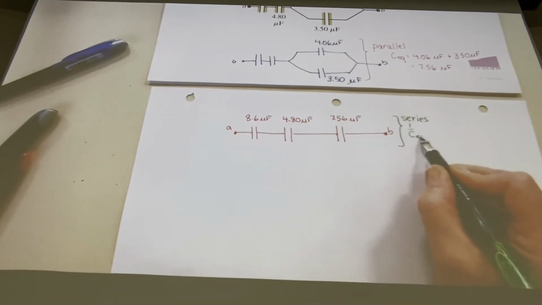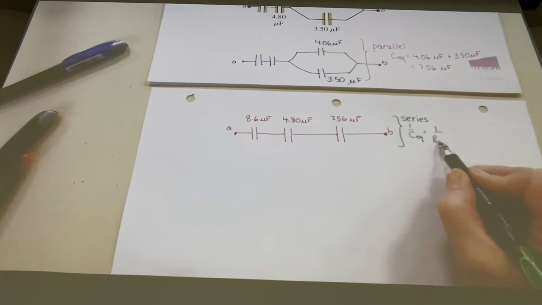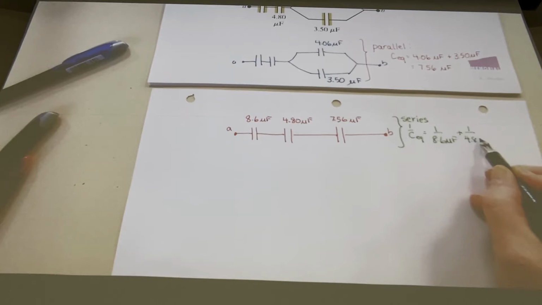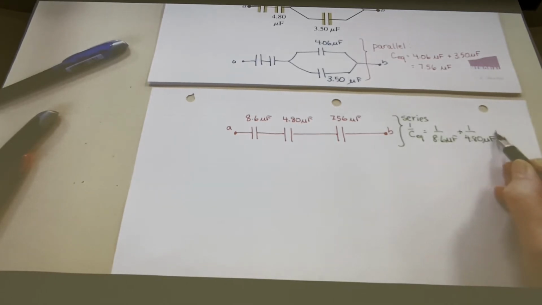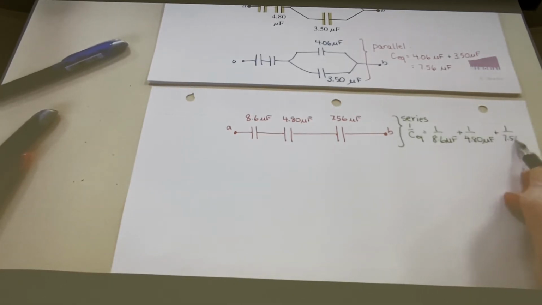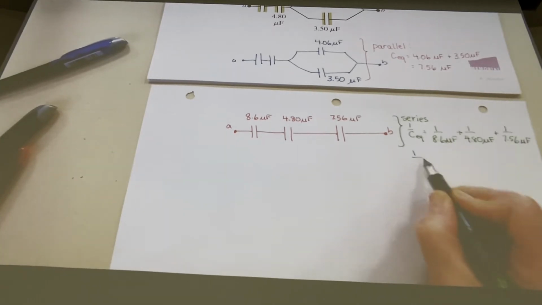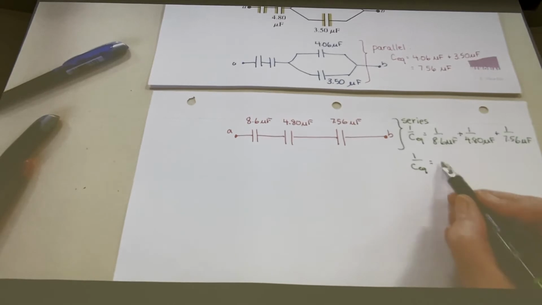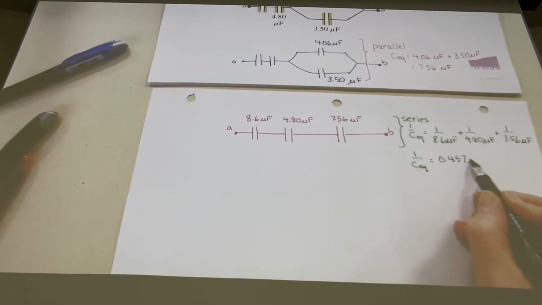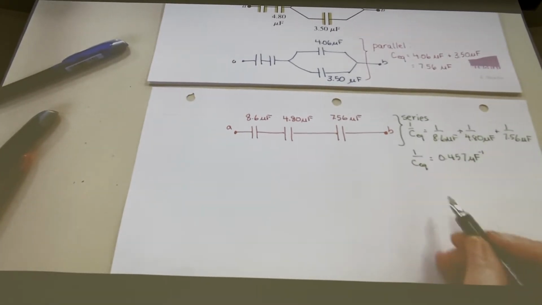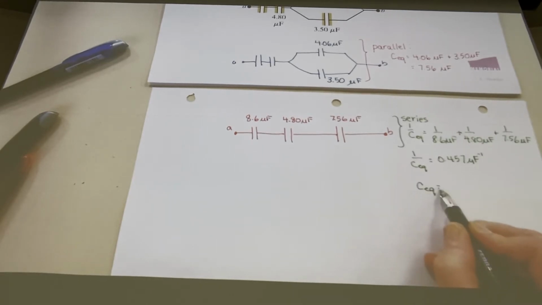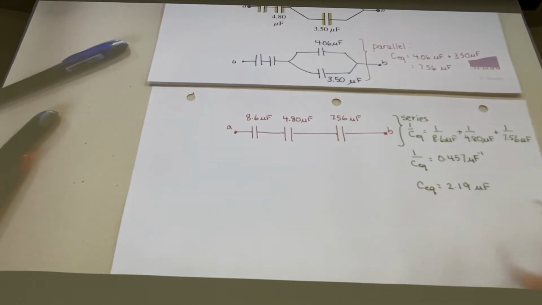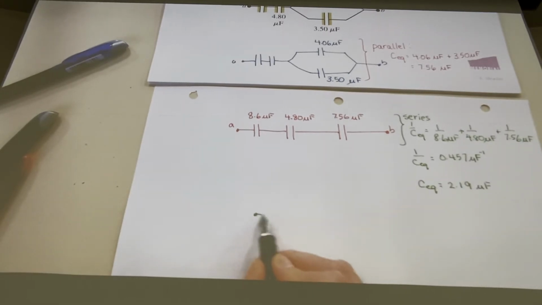One over C equivalent is 1 over 8.6 plus 1 over 4.8 plus 1 over 7.56. So 1 over C equivalent is equal to 0.457 microfarads to the -1. Take the reciprocal of both sides, and our C equivalent is equal to 2.19 microfarads. And then to finish, we'll redraw our circuit for the last time.